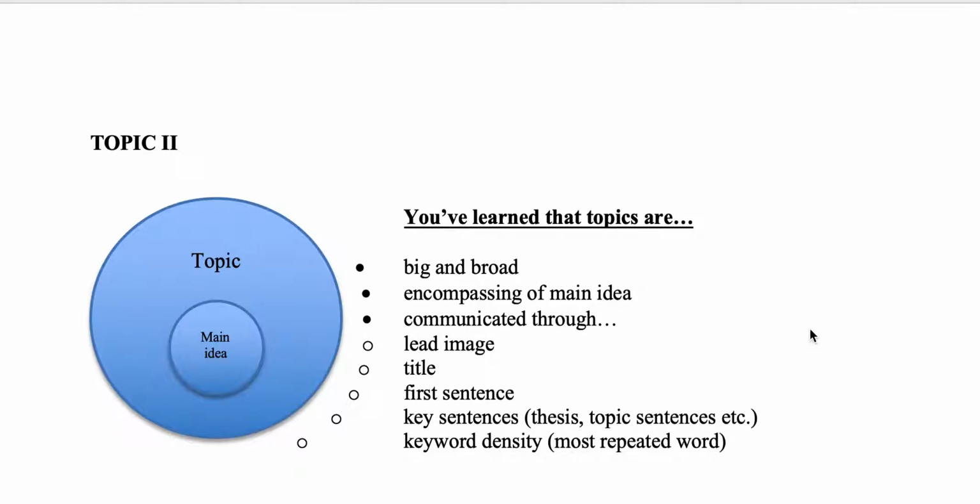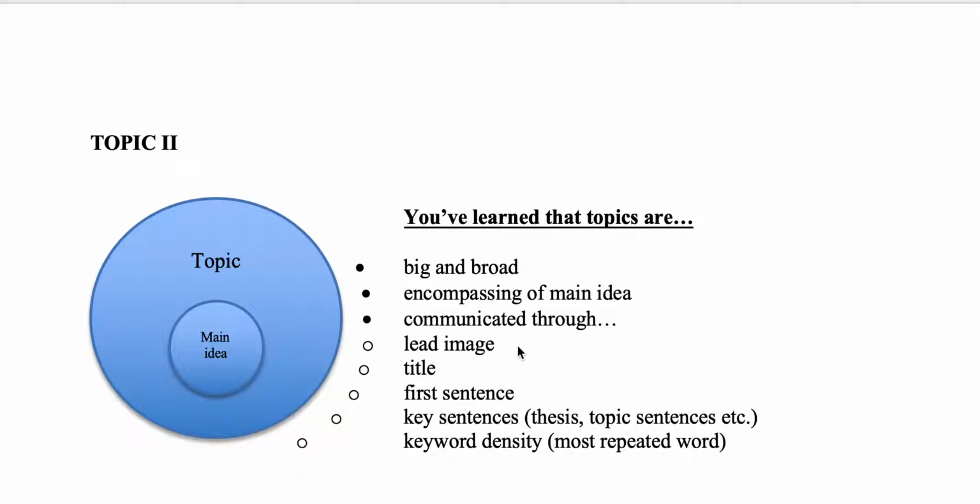Previously, we've learned that topics are big and broad. They're encompassing of the main idea. You take a topic like writing, and you can have so many different main ideas about it, right? Why it's annoying, or how to do it well, or what changes when you do it on a computer. When we have that topic, we can communicate it in a variety of ways.